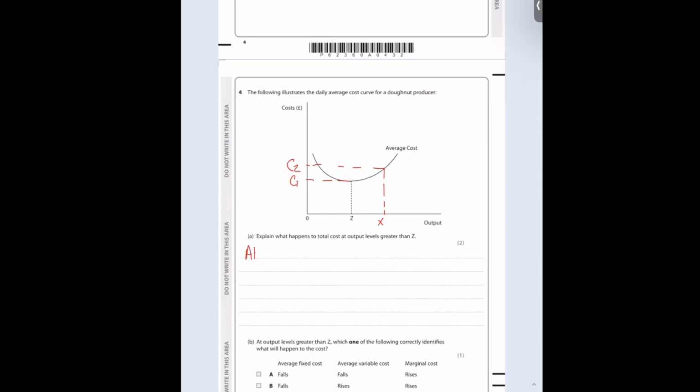So at outputs greater than Z, total costs are increasing, as shown by the change from C1 to C2. Excellent. Okay, now question B. That's only 2 marks, so that should definitely get us both marks.